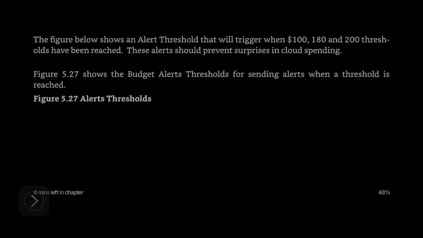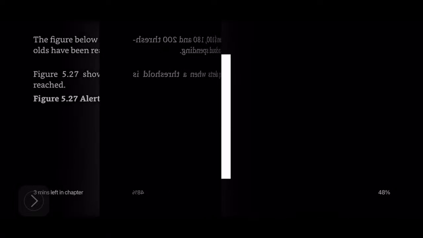The figure below shows an alert threshold that will trigger when $100, $180 and $200 thresholds have been reached. These alerts should prevent surprises in cloud spending. Figure 5.27 shows the budget alerts thresholds for sending alerts when a threshold is reached. Figure 5.27 Alerts thresholds.